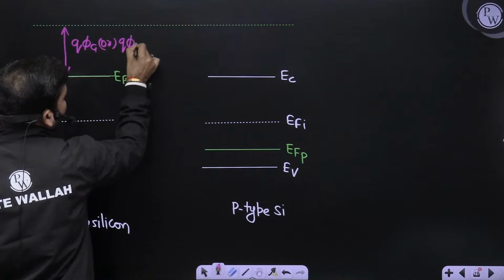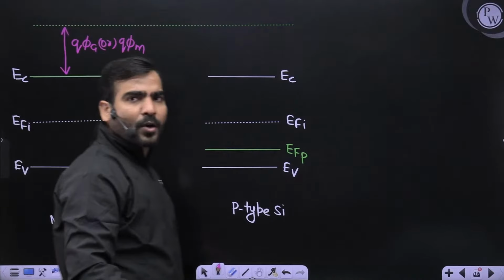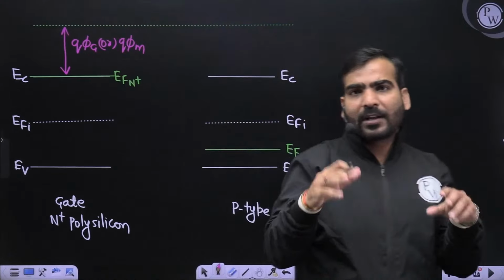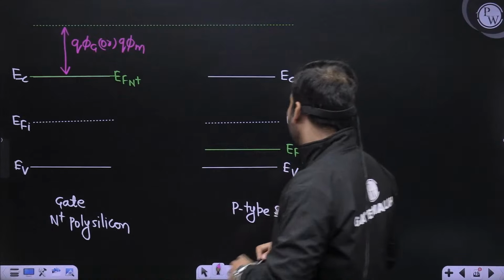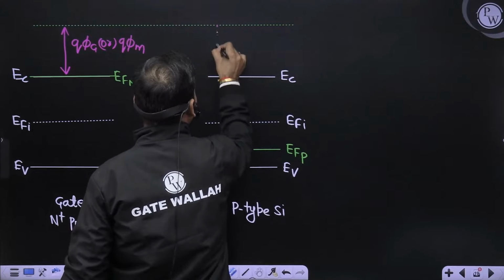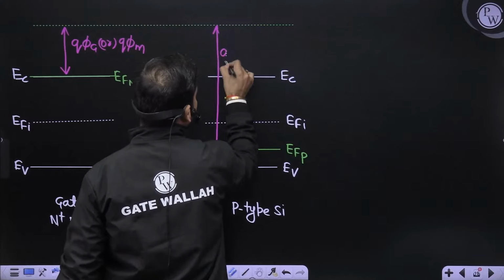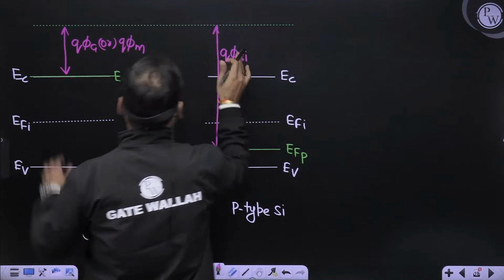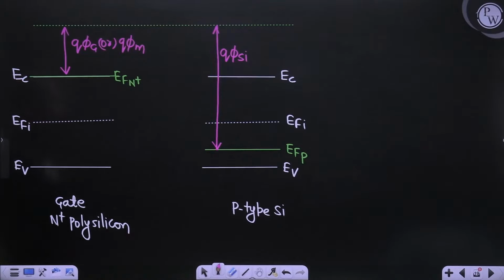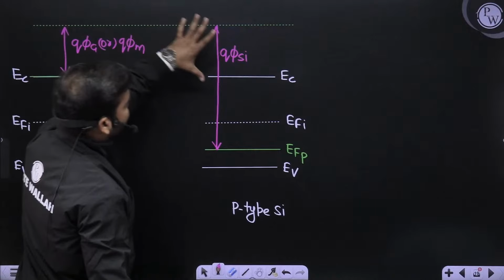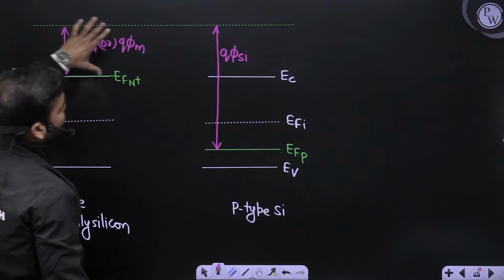In the case of metal, you can write Q phi M, or in the case of a generalized material, you can write Q phi G. Here, what is the work function of the silicon substrate? Fermi level to vacuum difference, this is Q phi of silicon. This difference you have to calculate, that is the work function difference. Meaning this minus this we have to find out, Q phi M minus Q phi.